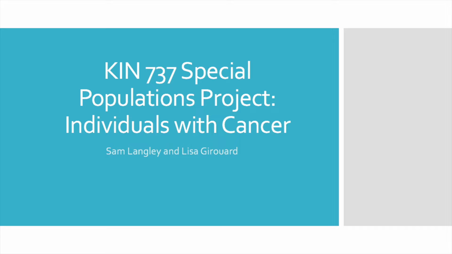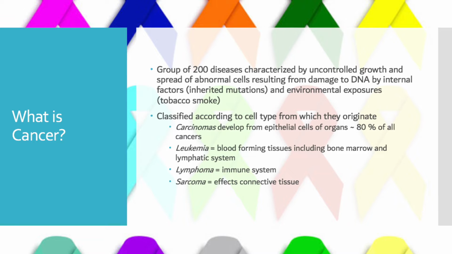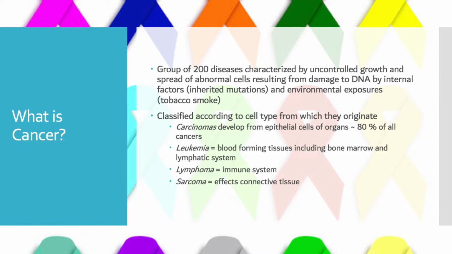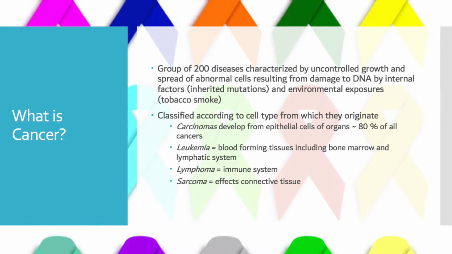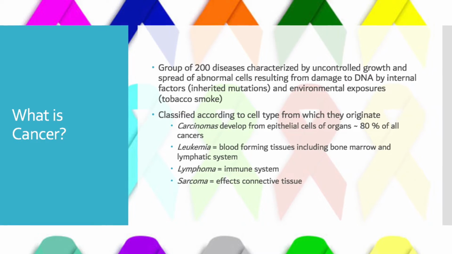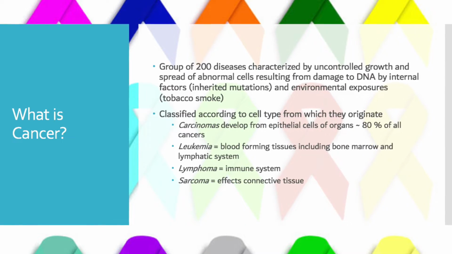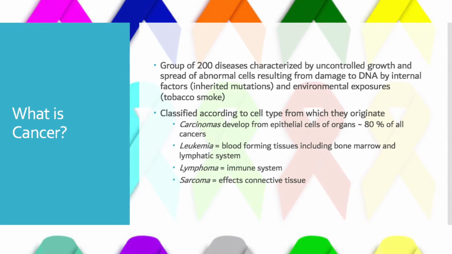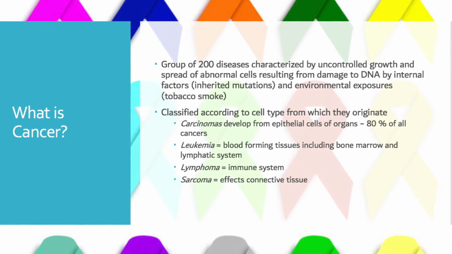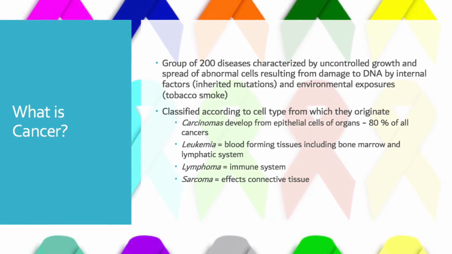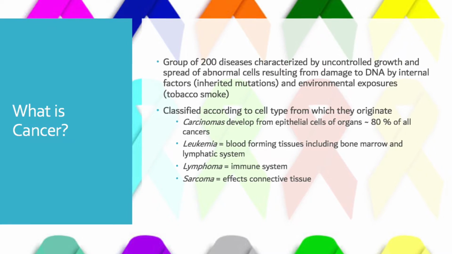Our Special Populations Project is individuals with cancer. Like Professor Rogers said in class, cancer is made of 200 diseases characterized by uncontrolled growth and spread of abnormal cells resulting from damage to DNA by internal factors like inherited mutations and environmental exposures like tobacco smoke. Cancer is classified according to cell type from which it originates.